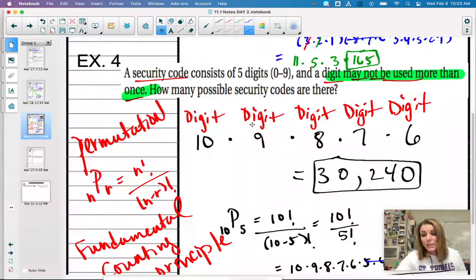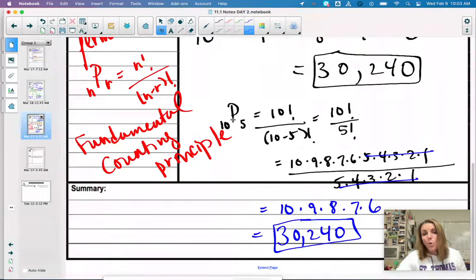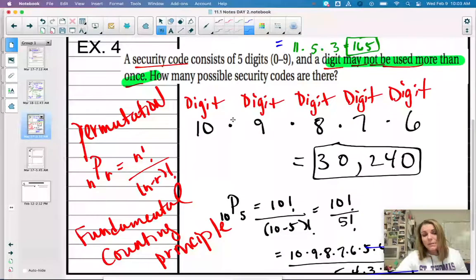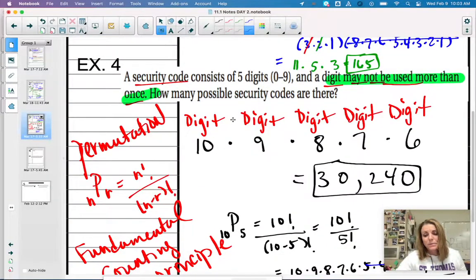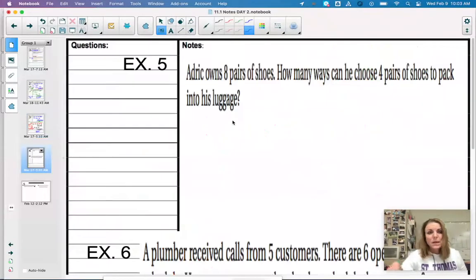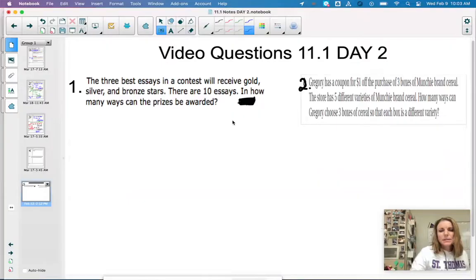And like I said, it's a permutation because it's a code, a security code, so order is going to matter. Then you can either use the fundamental counting principle or the P formula. You don't have to do it both ways. You'll get the same answer either way. Example 5, we're going to do in class, and example 6, and there are your video questions.